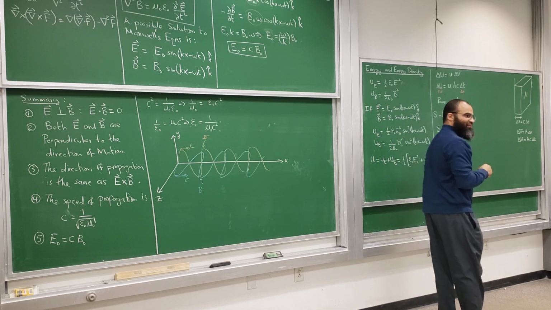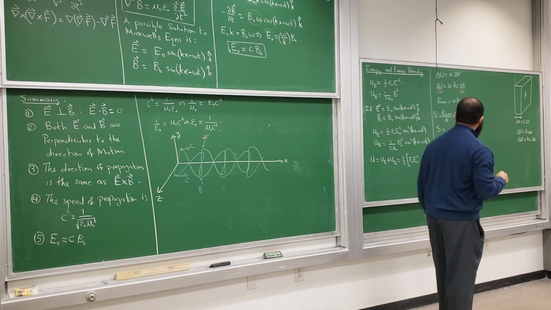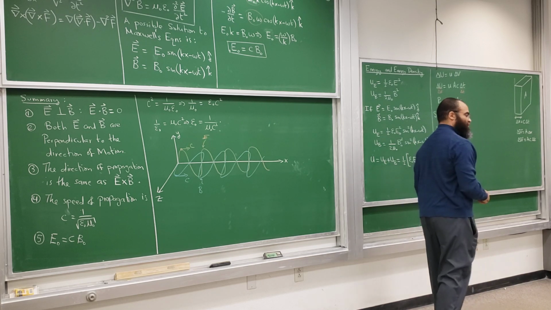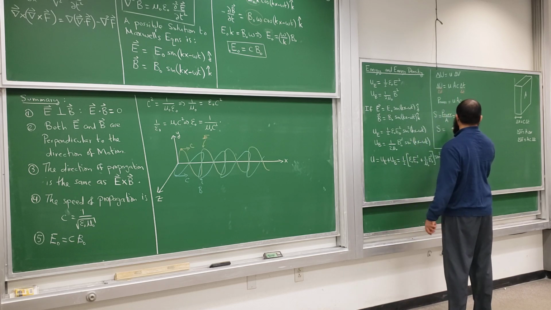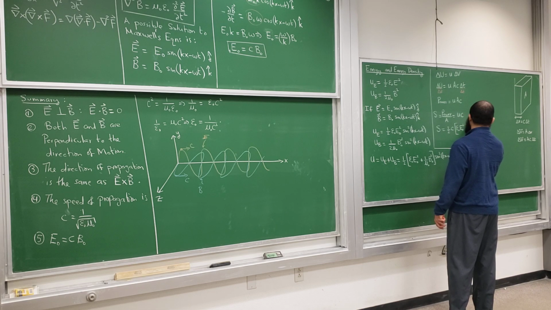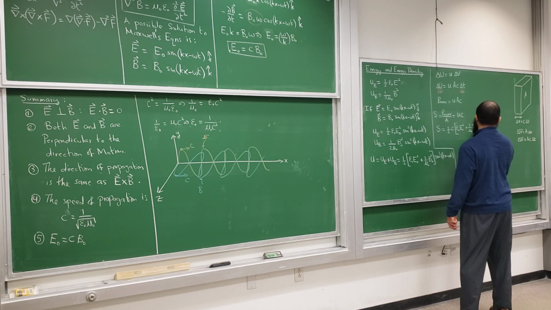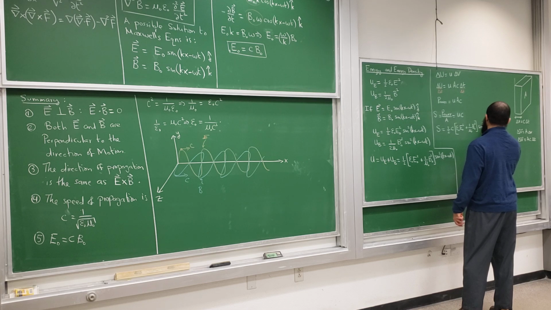And now S has a name. Okay, I will tell you what the name is. It is UC, right? U times C. So I'm going to write it here. It will be U times C, so I'll put here 1/2, and then I have C, epsilon naught, E naught squared, plus 1 over mu naught, B naught squared, sine squared of kx minus omega times t.